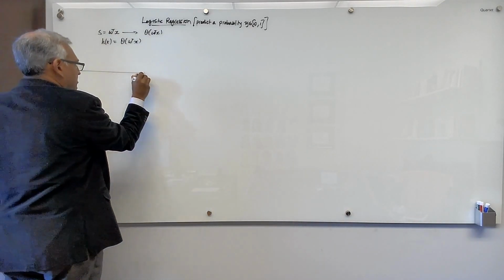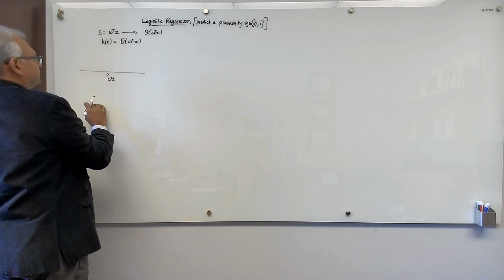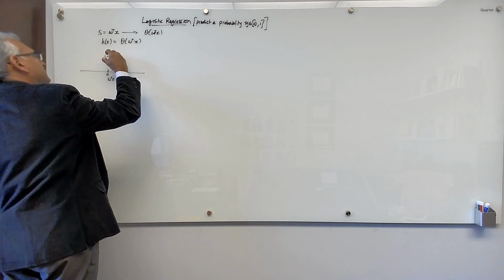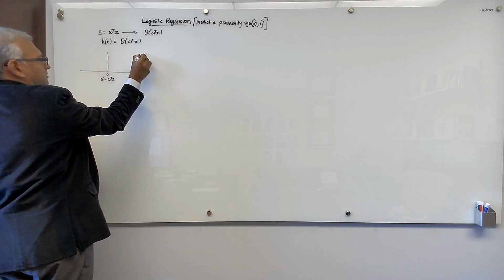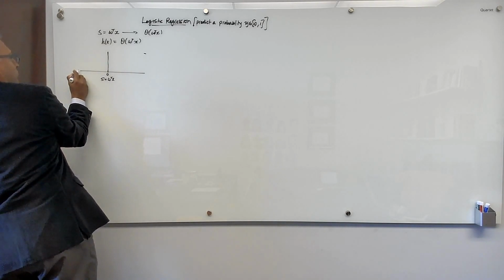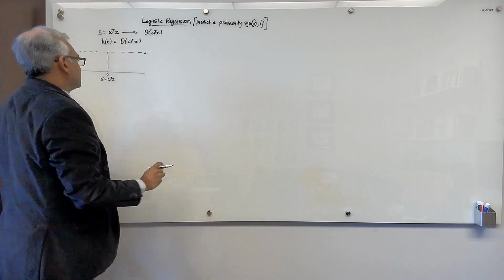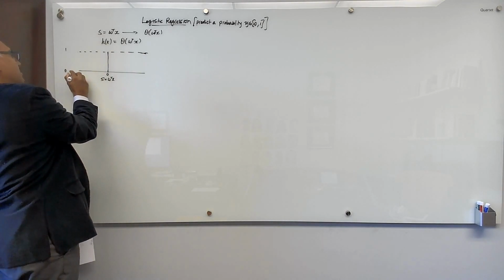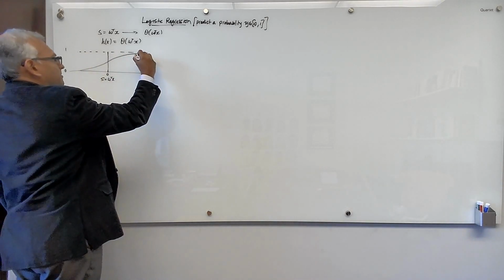On this axis, I will plot w transpose x, the signal, going to plus infinity and going to minus infinity. And here I'm going to plot the output, which I want to go to 1 here, and I want it to go to 0 here. So this is 0, this is 1. When the signal is very large, I'm at 1, and when the signal is very, very small, negative, I'm at 0. And I want to smoothly interpolate between those two. This is called a sigmoid.